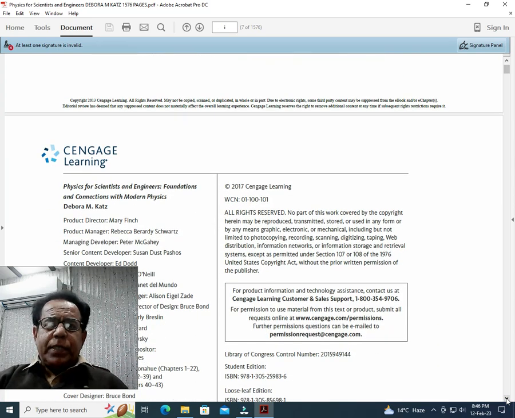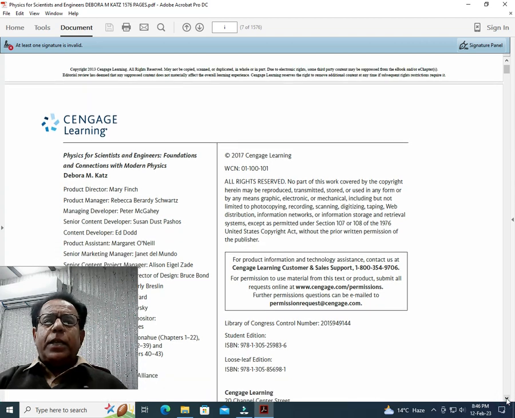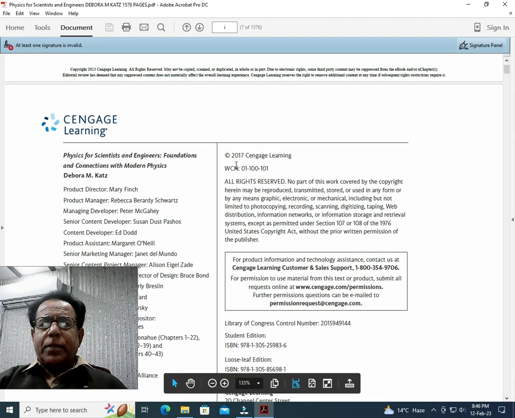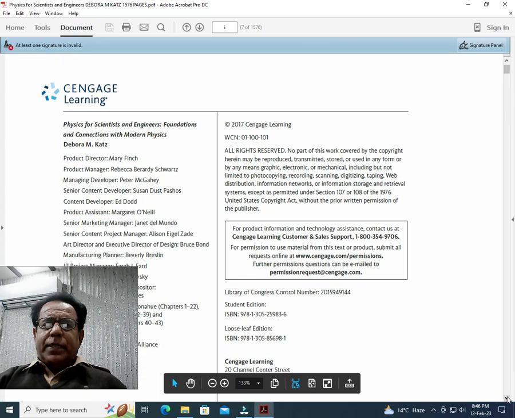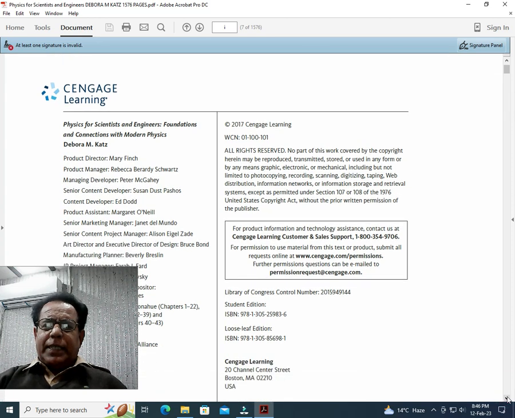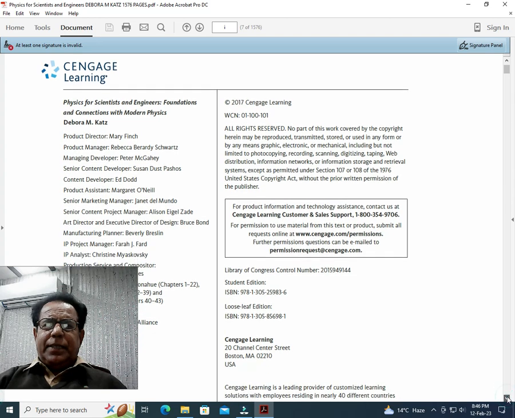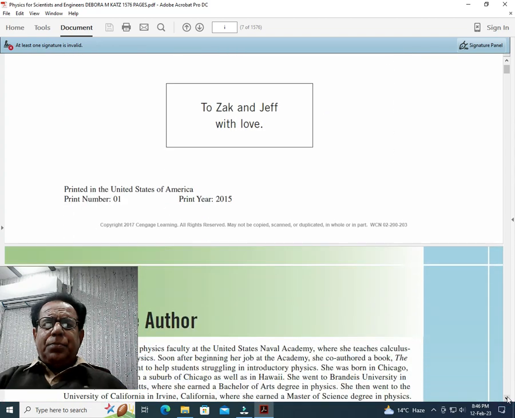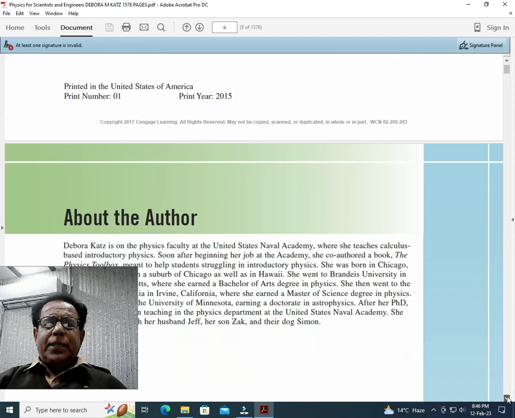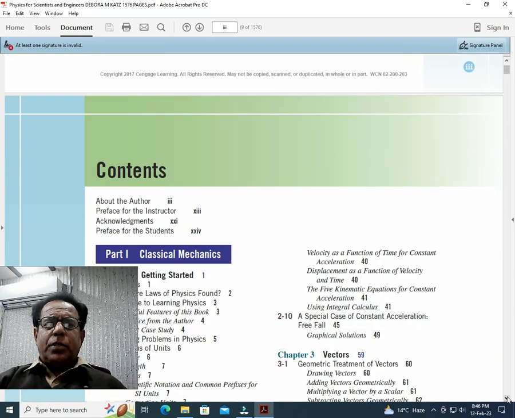Now we see the copyright, 2013. But here it is written 2017. So 2013 and 2017, it means perhaps the edition may be different in the years 2013 and 2017.